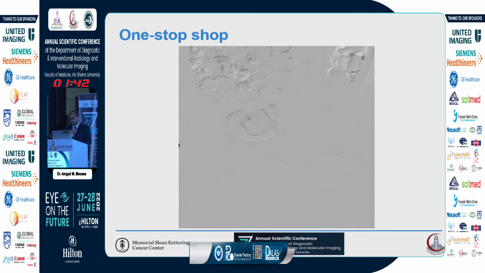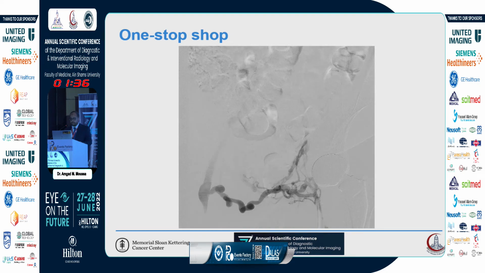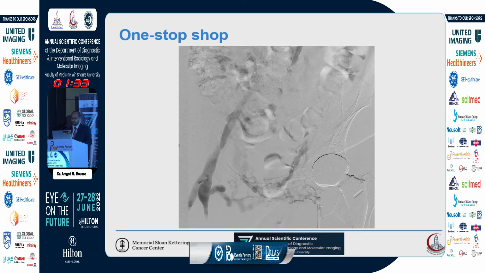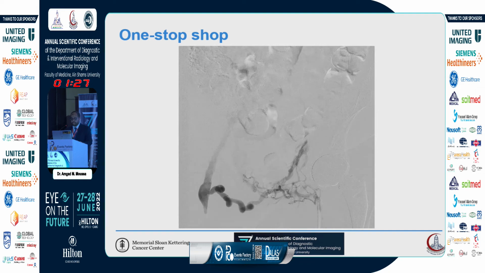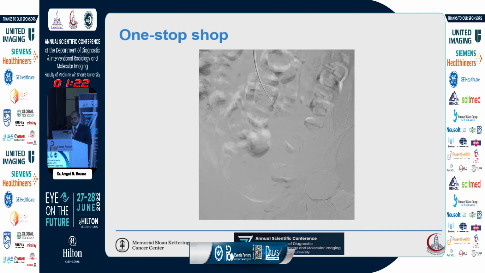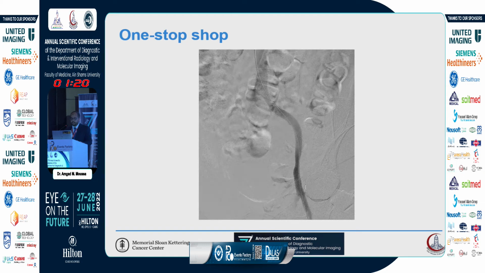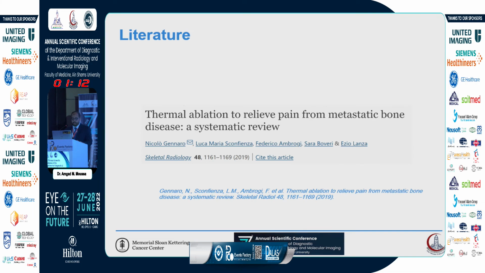So we decided to do a venography at the same setting to do a sort of one-stop shop in the fluoroscopy suite. And you can see that the left iliac vein is essentially occluded or compressed by the tumor. She never had any thrombus in that area. So we were able to recanalize that and place a stent, and her lower limb swelling improved significantly, almost resolved over the next couple of weeks. So this is an example of what we can offer.